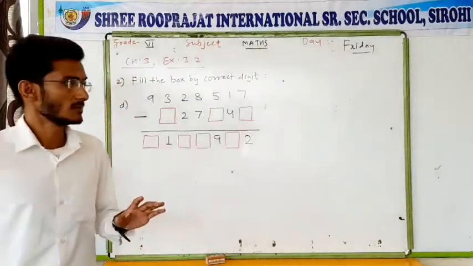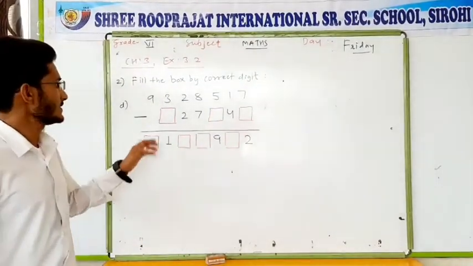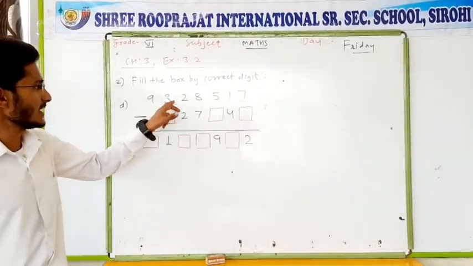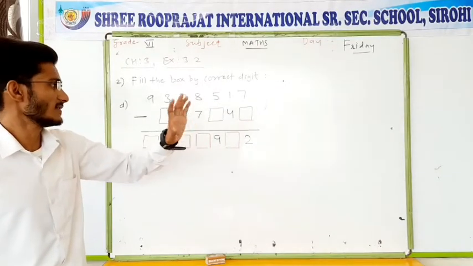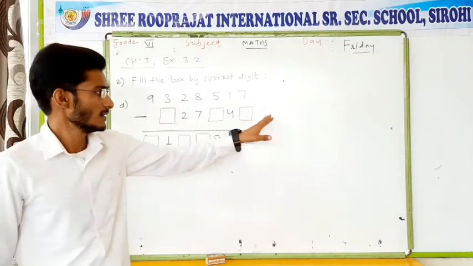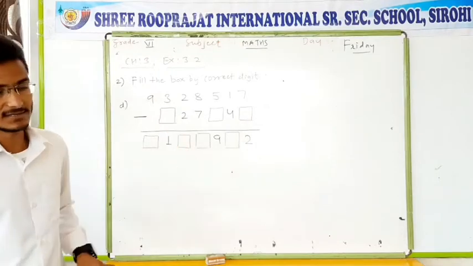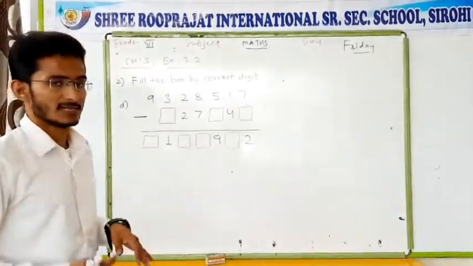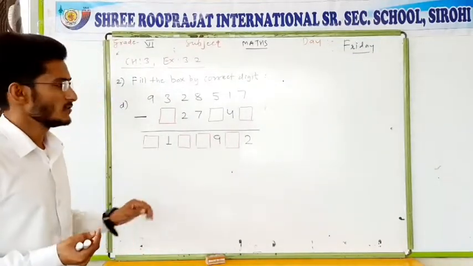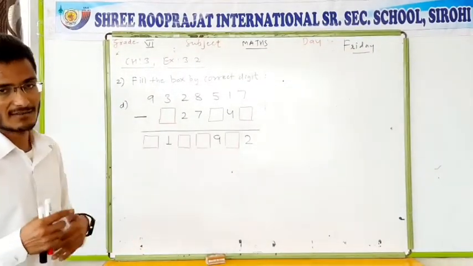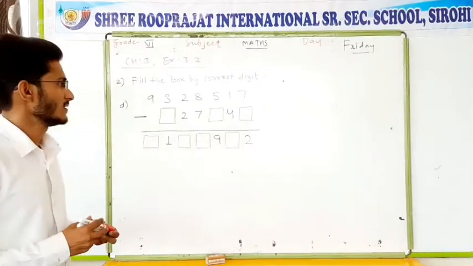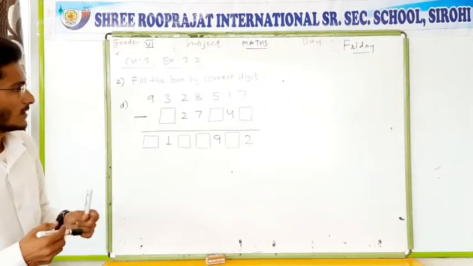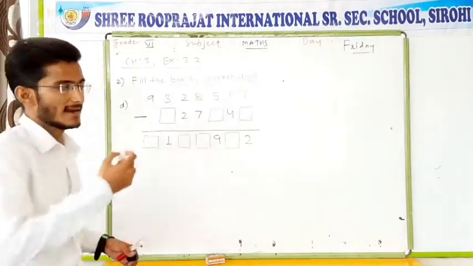Yes, so now the question number D of the second one. The question is given: 93 lakh 28,573, and then in the subtrahend and the difference, some boxes are given. You have to fill those boxes with the correct digit. Digit means there is only one number you can fill in the box. You cannot write 10, 11, 13 or something more than that. Okay. So start from the right side.